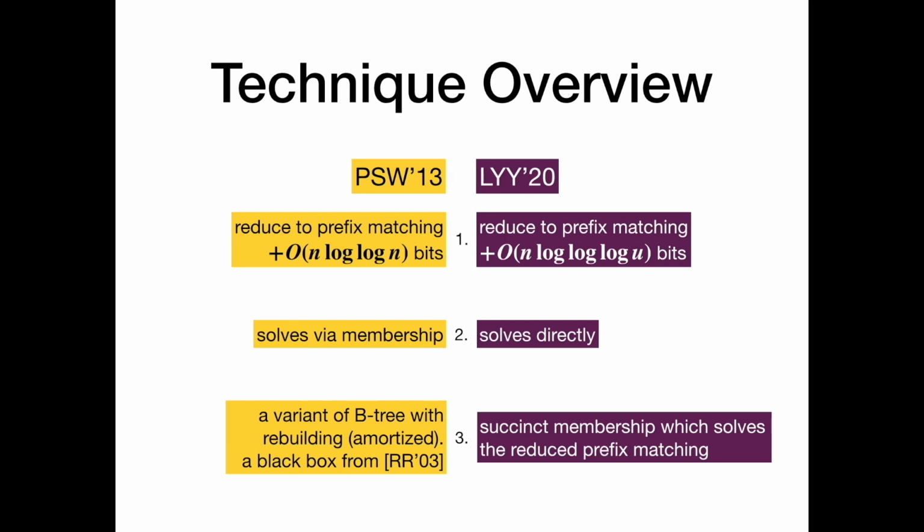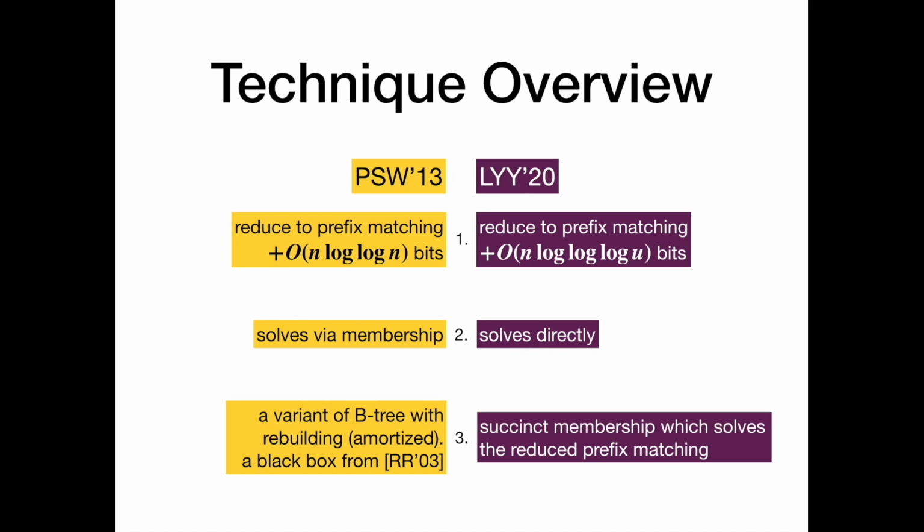PSW's solution introduces O(n log n) bits of redundancy in both of the first two steps. With the simple observation, we save the space loss down to O(n log u) bits. Finally, PSW solves the membership problem with a variant of B-Tree, which was introduced by Raman and Rao in 2003. It has amortized operation time, since the B-Tree is rebalanced by rebuilding.